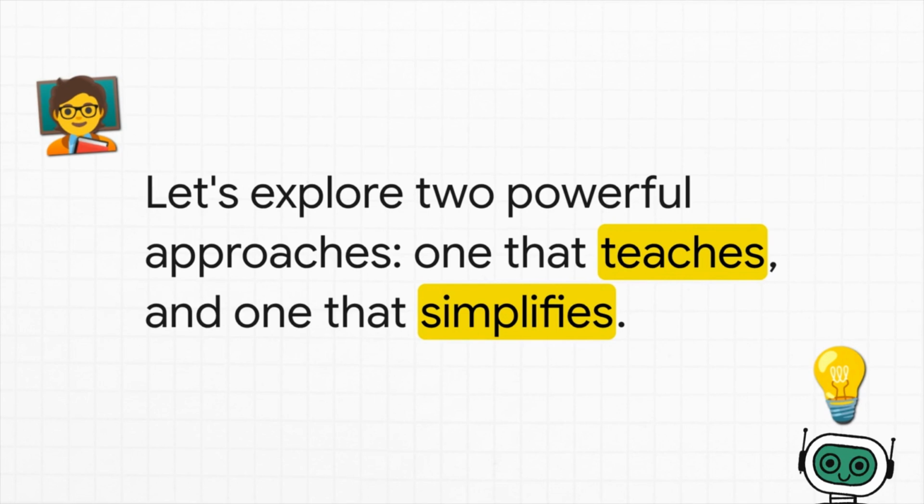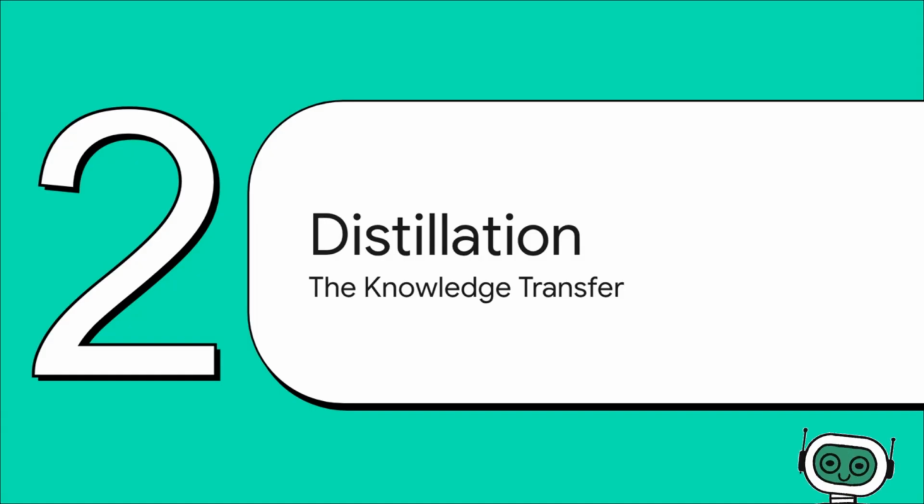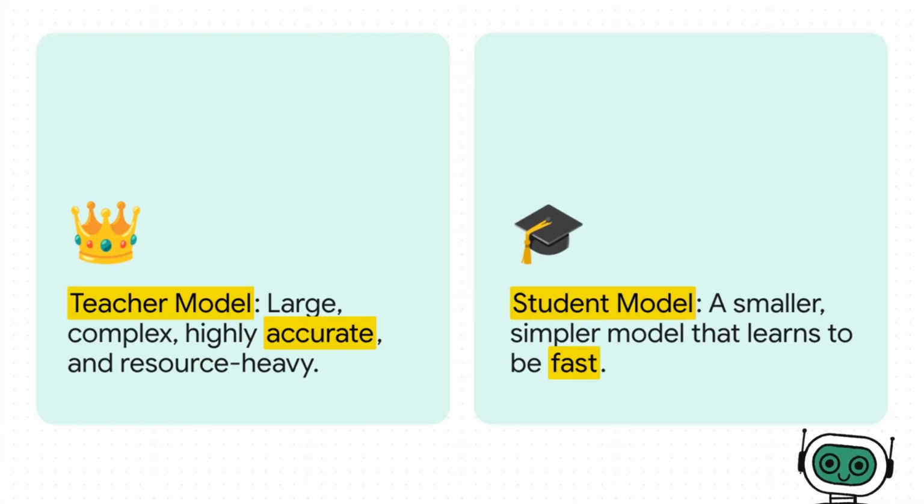To get our heads around this, we're going to look at two main strategies. Think of the first one as a way of teaching, and the second one as a way of simplifying. Let's start with that first approach, which is called knowledge distillation. And honestly, the best way to think about it is like a master teaching an apprentice. So you have a teacher model. This thing is huge, it's complex, it's incredibly accurate, but it's also really slow and expensive to run. Then you have the student model. It's much smaller, way simpler, and the goal is to train the student to perform just as well as the teacher, but without all the complexity.